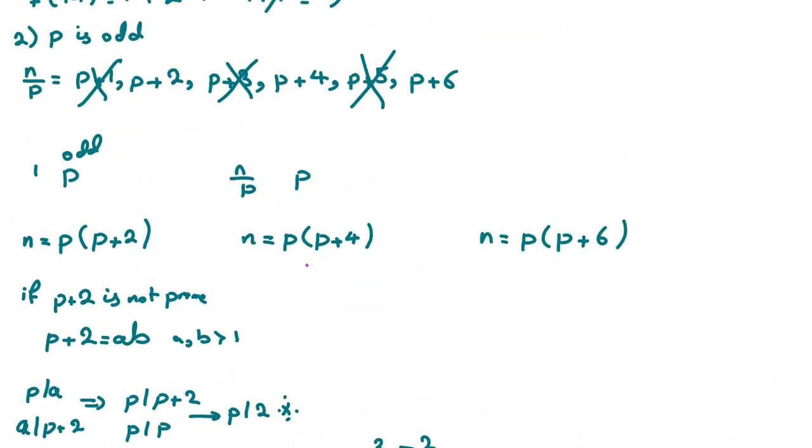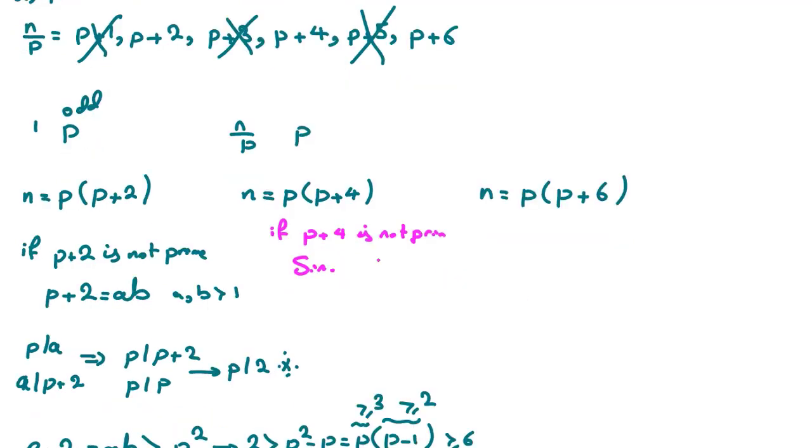Now let's consider this case. For this case, again, you can say if p plus 4 is not prime, we can say the same thing. So p plus 4 is a product of two things, and p and p plus 4 don't have any common divisor because p is odd. Their common divisor d divides the difference, so d divides 4.